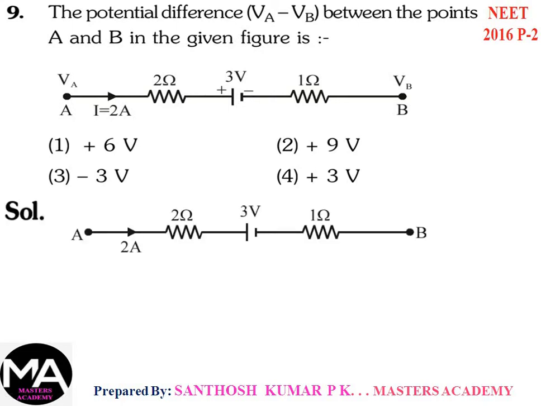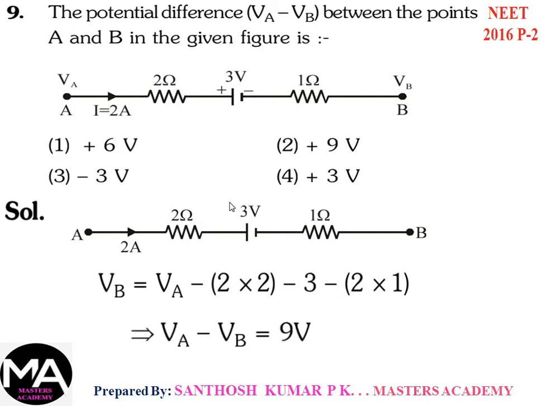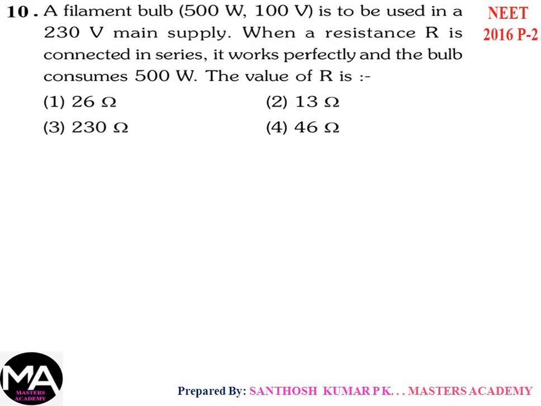volt. So the potential at B is VB is equal to VA minus current into R, that is 2 into 2, minus 3 volt is the EMF, minus the same current 2 into 1. So on solving this, you will get VA minus VB is equal to 9 volt. Therefore, the potential difference is 9 volt. Option is the second one. Next problem.